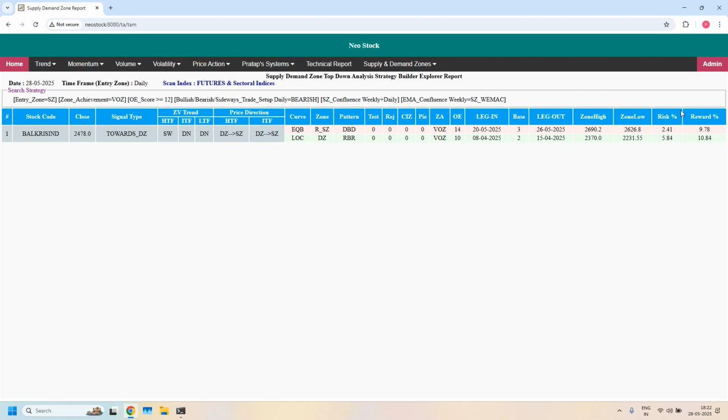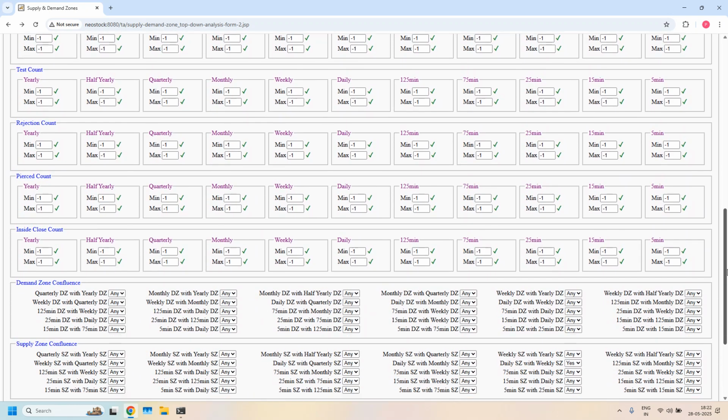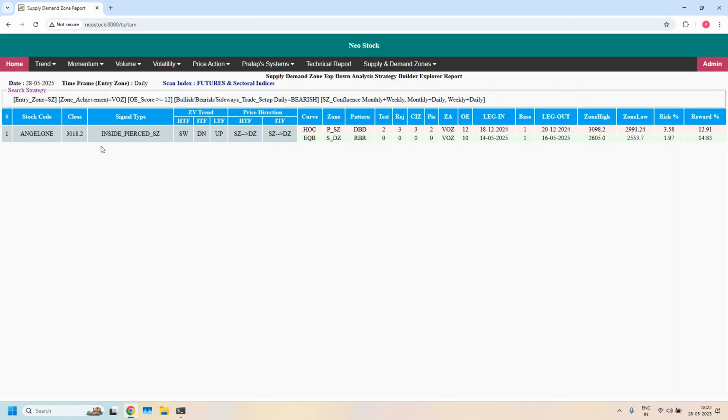Next, we will look into LTF, ITF and even HTF supply zone confluence supported stocks. Removing the EMA filter. Supply zone confluence, three filters we have to set. First one is already enabled. Next, daily and monthly supply zone confluence, weekly and monthly supply zone confluence. With all the three filters, we got only one stock. This is a PR zone. Okay, this is the bearish trade setup for monthly income trade.